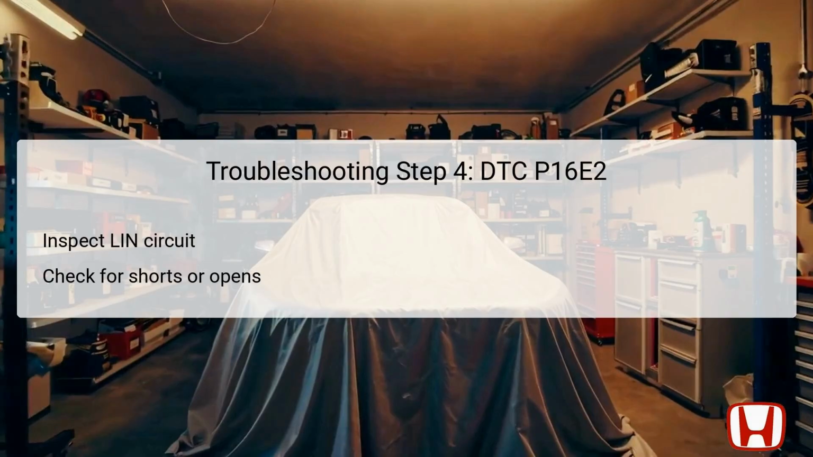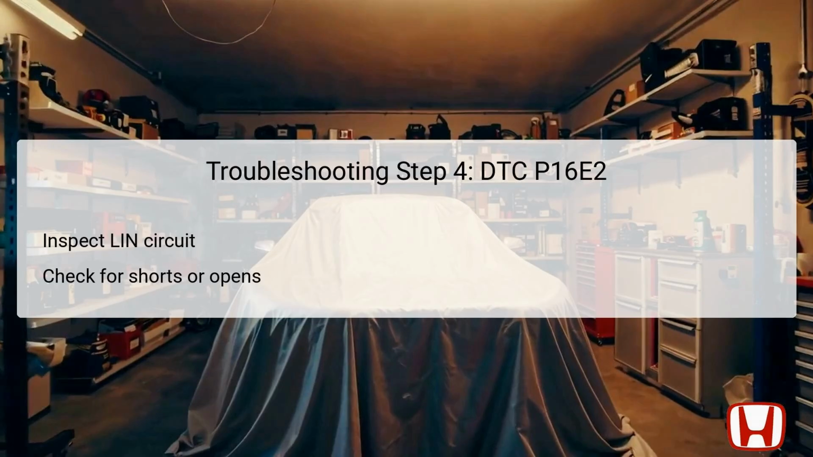Next, focus on the LIN circuit for any open wires or shorted connections that may hinder communication. The local interconnect network, LIN, is critical for data exchange between the alternator and the PCM, and any disruption can lead to the DTC P16E2 being triggered.